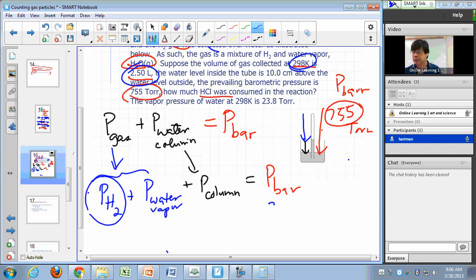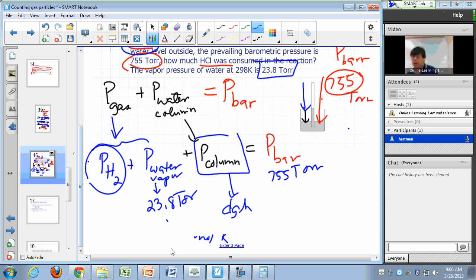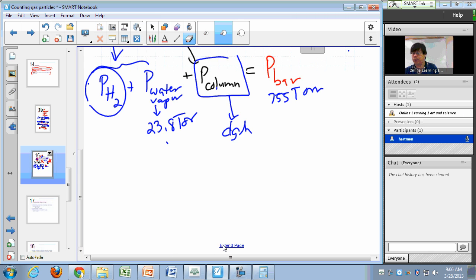I know this is 755 torr, the barometric pressure. The water vapor pressure at 298 Kelvin is 23.8 torr. That's the vapor pressure of water. How do I get the pressure of a column? Density times g times the height of the column, right? Or a shortcut I can use for water columns, okay? The pressure due to a water column.